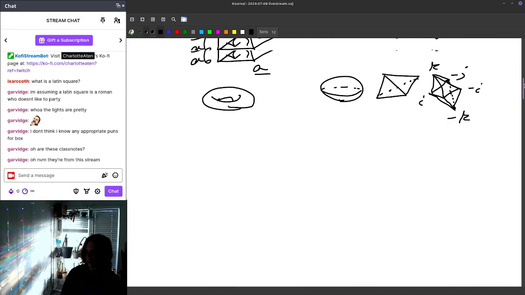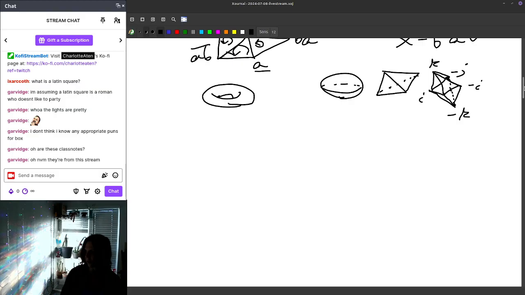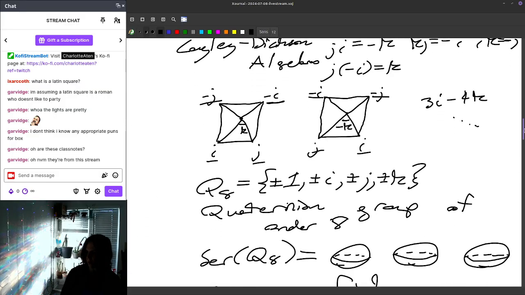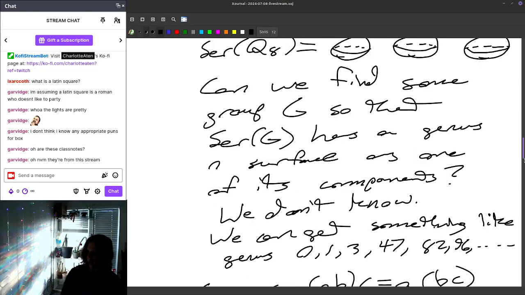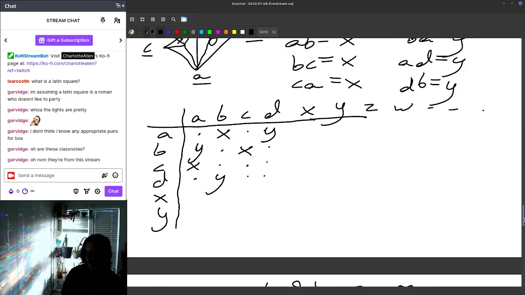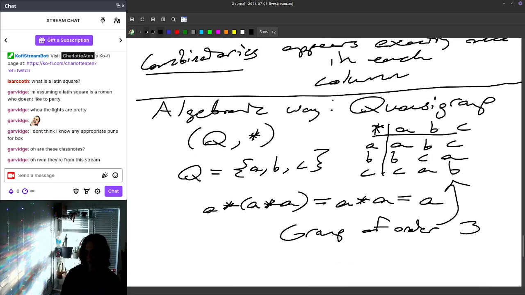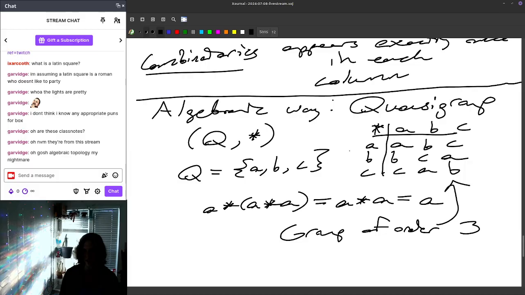Oh yeah, I see. They're just from earlier in the stream. I gave the example briefly, which is actually also one of the first examples from the paper. It's often helpful to think of a Latin square as a quasi-group, as a multiplication. It's a lot less annoying to present them as algebraic rules.